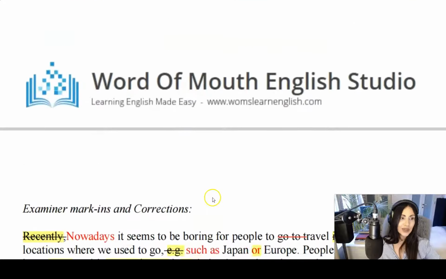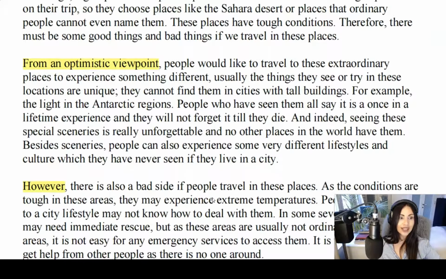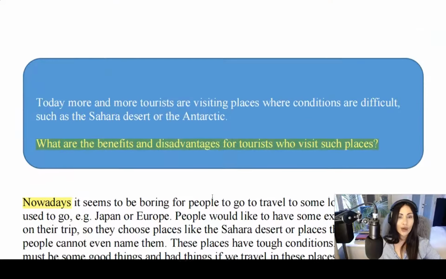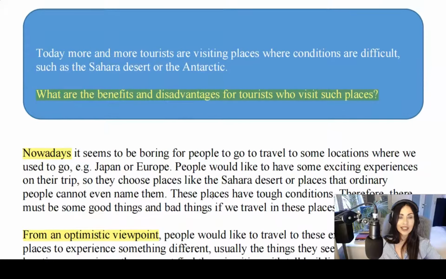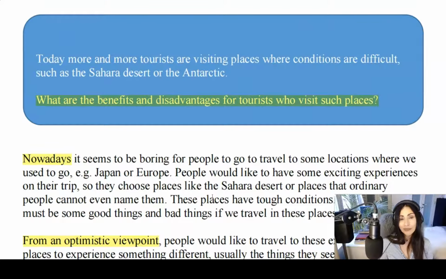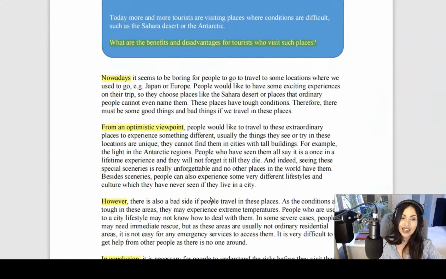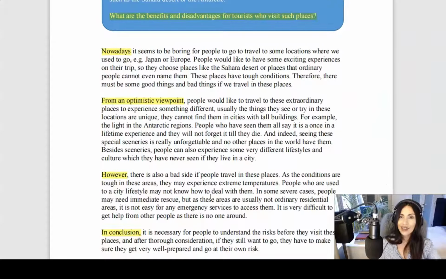So this was my comment. This was the way I saw it and the way I decided to comment on this particular student essay. So now you can compare this essay to your own and have a look at it in more detail.